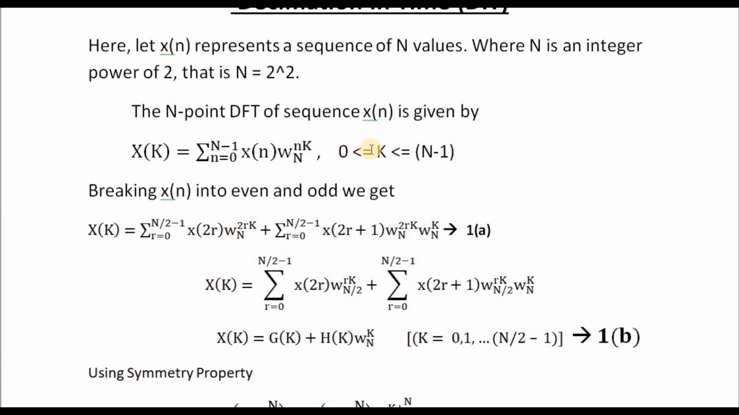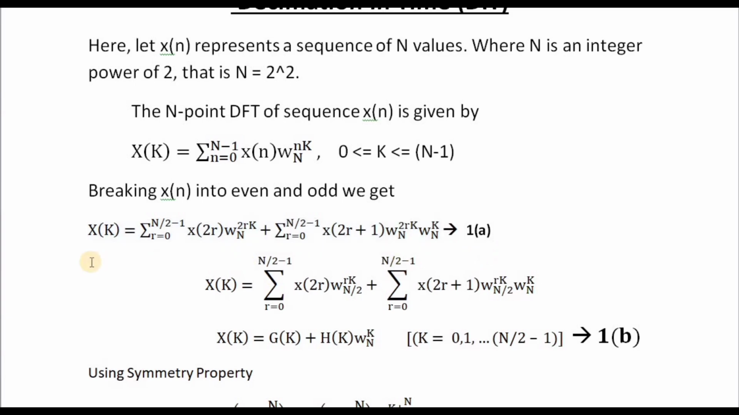If I substitute here, with r ranging from 0 to 3, you can see 0, 2, 4 and 6 will be your even values, that is, I will get x of 0, 2, 4 and 6. Similarly, this is for 2r plus 1, and you will get 1, 3, 5 and 7, which come under the odd part. So the X of k is divided like this.